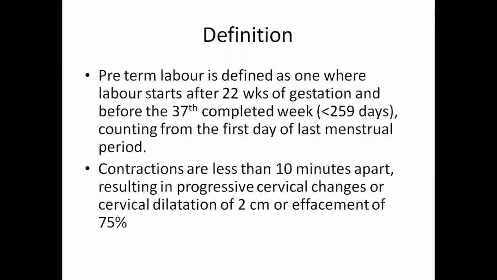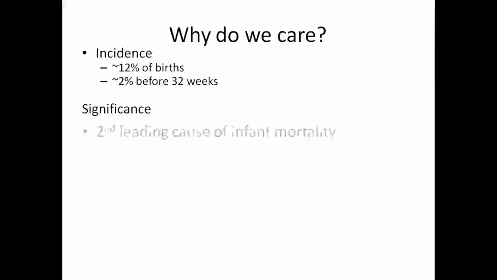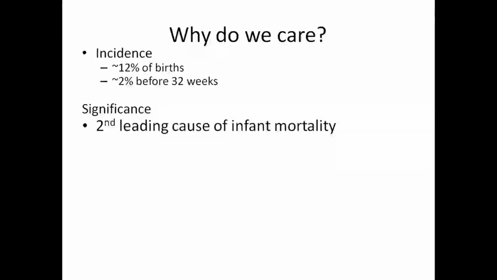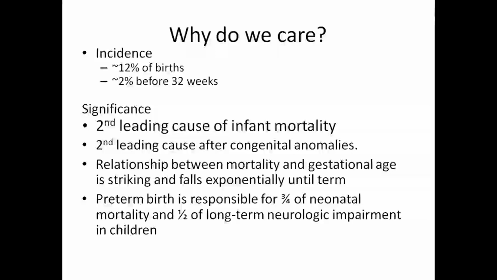Contractions are less than 10 minutes apart, resulting in progressive cervical changes, or cervical dilatation of 2 cm or effacement of 75%. Why do we care? We care because it is the second leading cause of infant mortality, after congenital anomalies. The relationship between mortality and gestational age is striking and falls exponentially until term. Preterm birth is responsible for three-fourths of neonatal mortality and half of long-term neurological impairment in children.